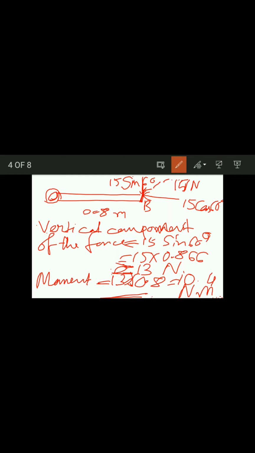Since the distance between the horizontal component of the force, P cos 60 degree, and the hinge is 0, therefore the moment of the horizontal component of the force about the hinge is also 0. Obviously they are both at the same level, so basically there is no distance, so there is no moment about the hinge in respect of the horizontal component of the force.